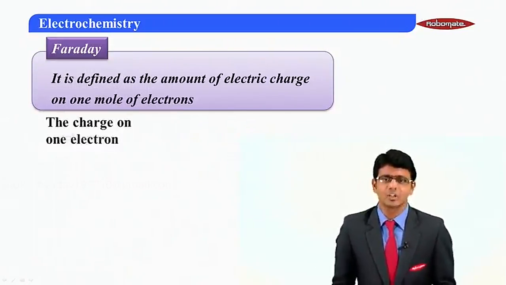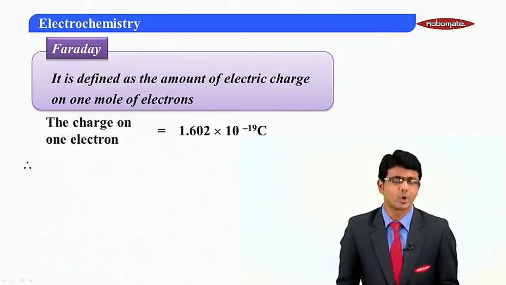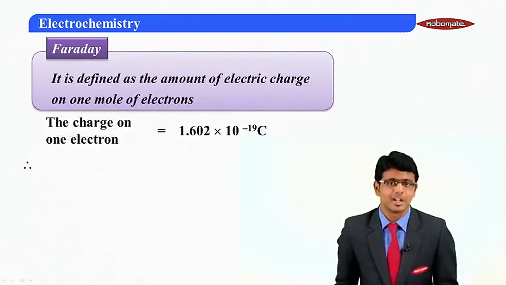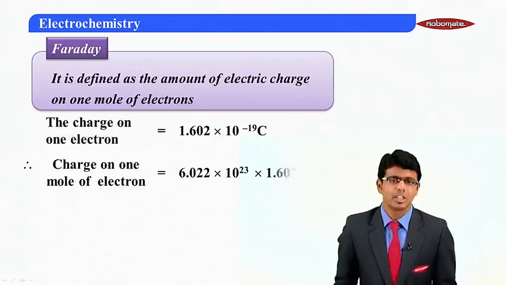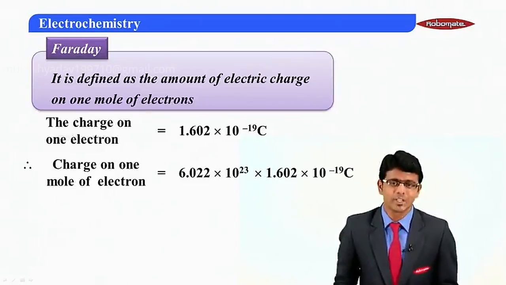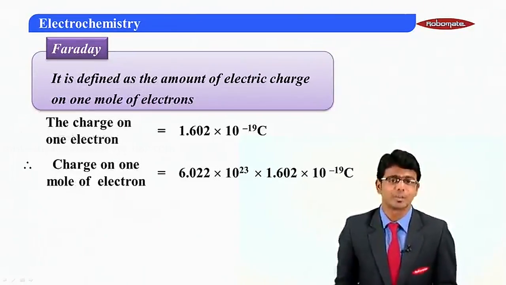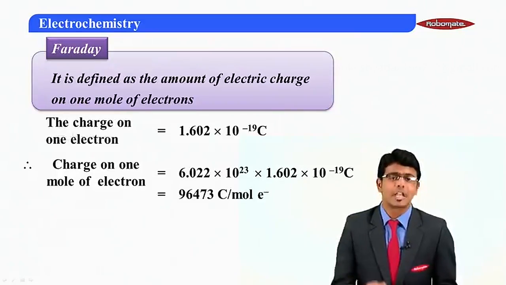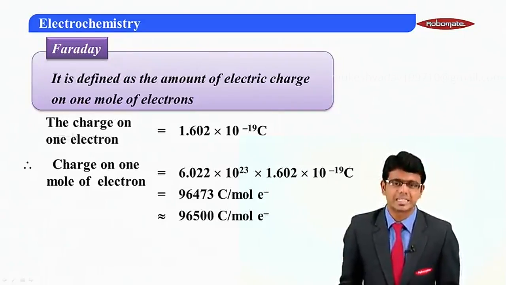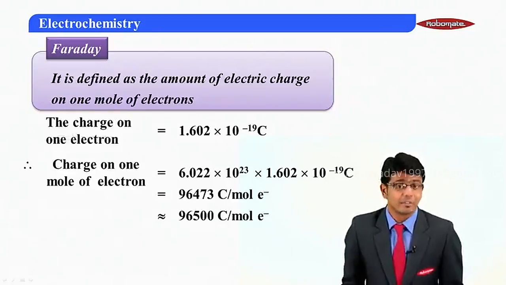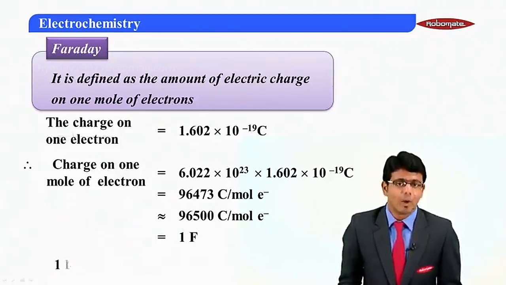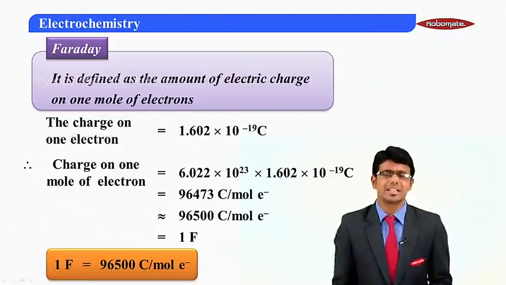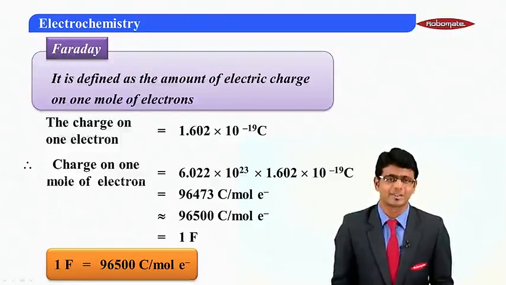The charge on 1 electron is 1.602 into 10 raised to minus 19 coulombs. So if I consider 1 mole of electrons, the total charge present will be 6.022 into 10 raised to 23 into 1.602 into 10 raised to minus 19, which comes out to be 96,473 coulombs, approximately 96,500 coulombs. Therefore, 1 Faraday is 96,500 coulombs. So that was another unit which we have seen.